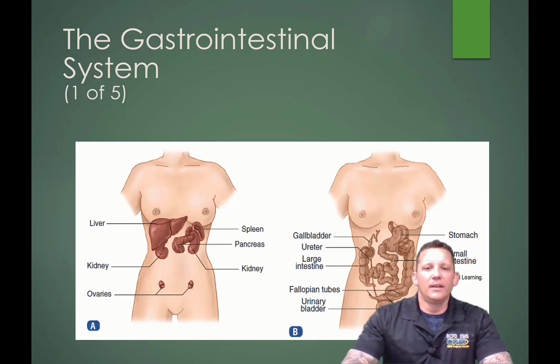taken a traumatic injury. If you're looking to the other side, you have the hollow organs, which includes the gallbladder, the stomach, the small intestine, the large intestine, the ureters, the fallopian tubes, and the bladder. And in the case of the females, that's going to be the uterus. Ovaries obviously also being only in the females.